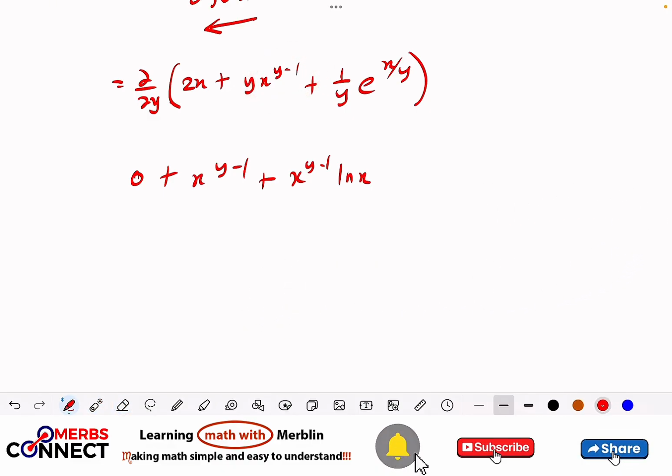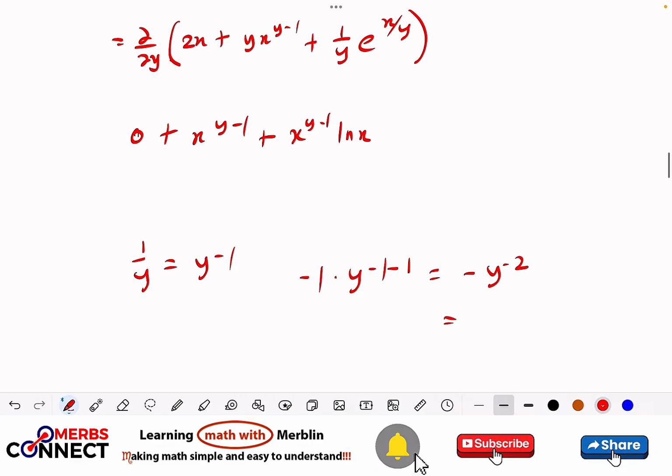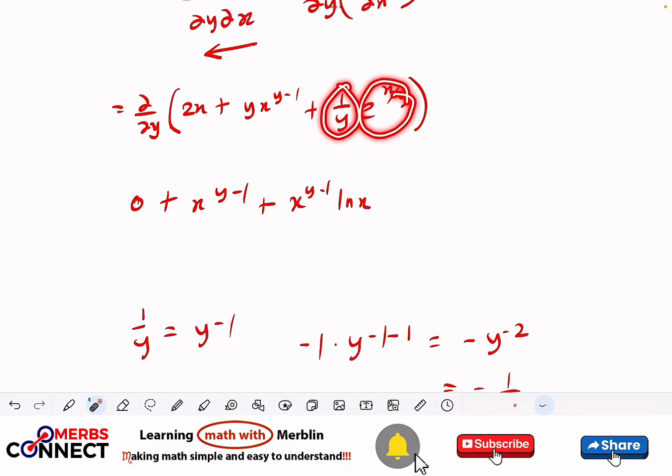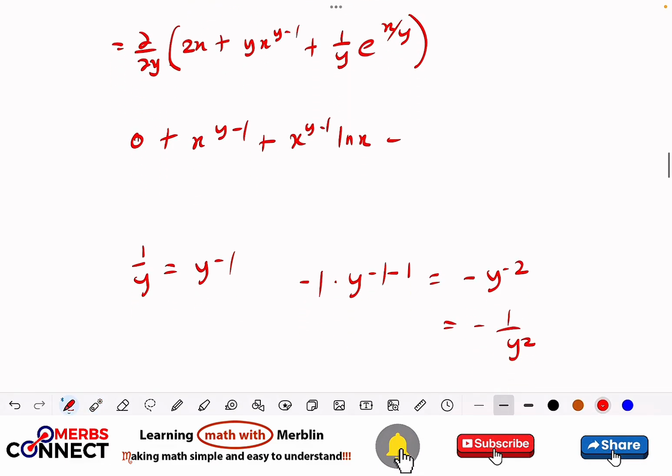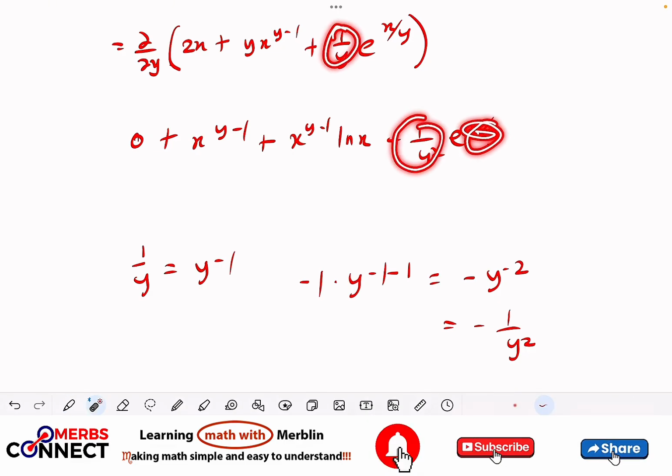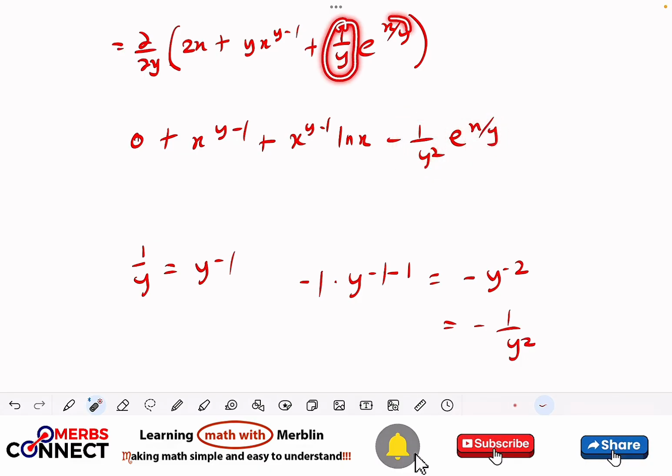Then the last one is to differentiate this. This one too, we need to use the product rule. First, remember 1 over y is the same as y to the power minus 1. So when I differentiate this, I'm going to have minus 1 times y to the power minus 1 minus 1, so this is going to give us minus 2. And this is the same as minus 1 over y squared. So when I maintain this and differentiate this, I'm going to have minus 1 over y squared e to the power x over y. So I maintain this and differentiated this. The next one is I'm going to maintain this and differentiate this.